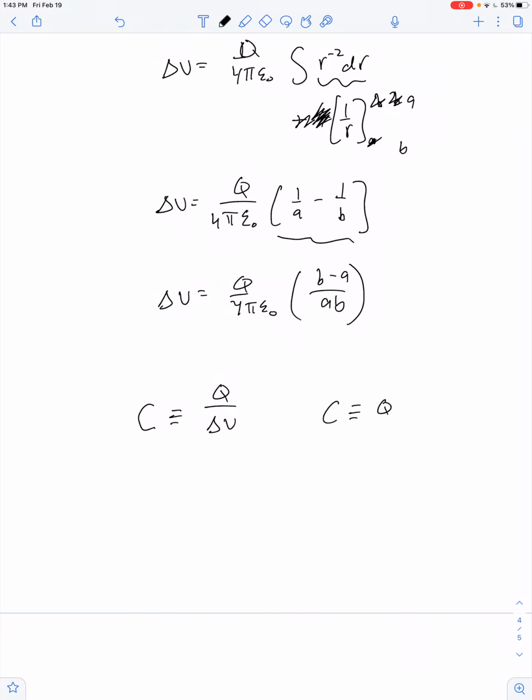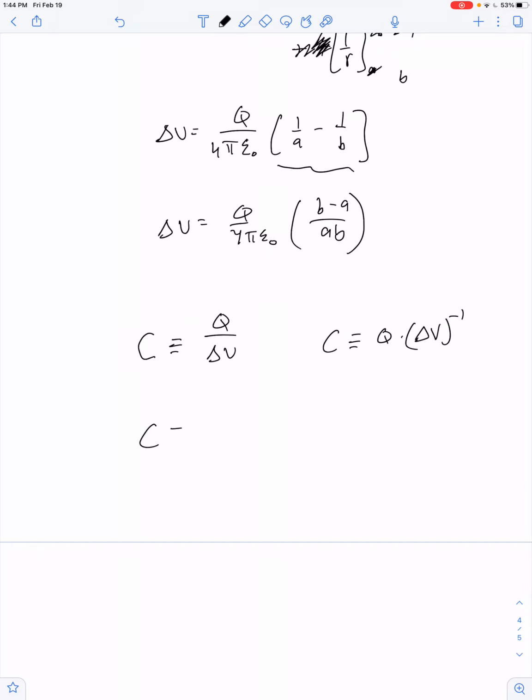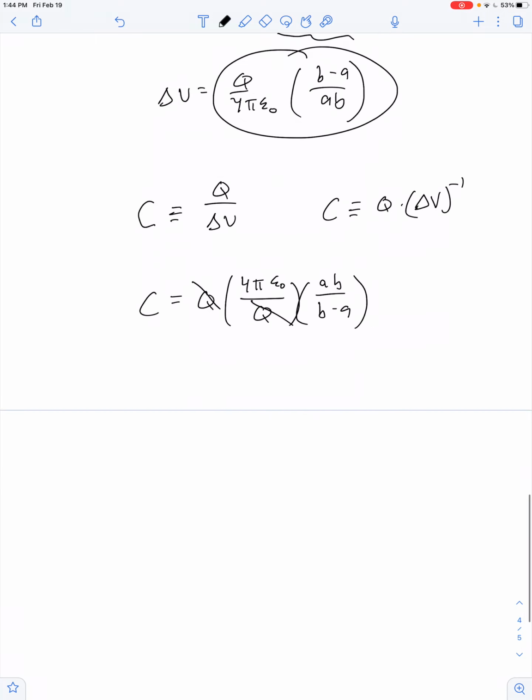Capacitance is equal to charge multiplied by the inverse of the voltage. So in other words, in this case, our capacitance would be equal to Q times the inverse of this expression, which would be 4 pi epsilon naught over Q times AB over B minus A. And the Q cancels out. So the capacitance for a spherical capacitor is 4 pi epsilon naught times the product of the radii divided by the difference in the radii.